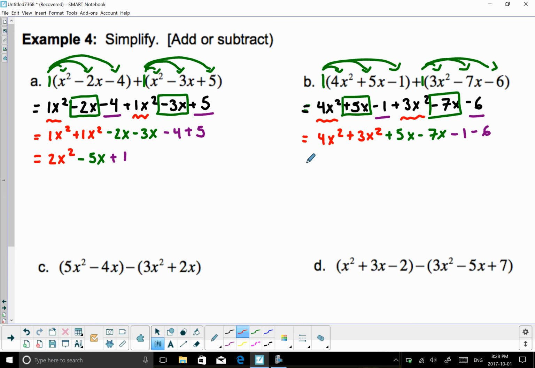4x squared and 3x squared is 7x squared. 5x minus 7x, they're opposite signs, so it's going to be a positive or negative. I have more negatives than I have positives, so it's definitely going to be a negative. And let's think how many more negatives I have. 5 to 7, there's 2 more negatives. So it's negative 2x. These are both negatives, negative 1 and negative 6, so it's going to become a bigger negative. So add them. Negative 1 and negative 6 becomes negative 7.